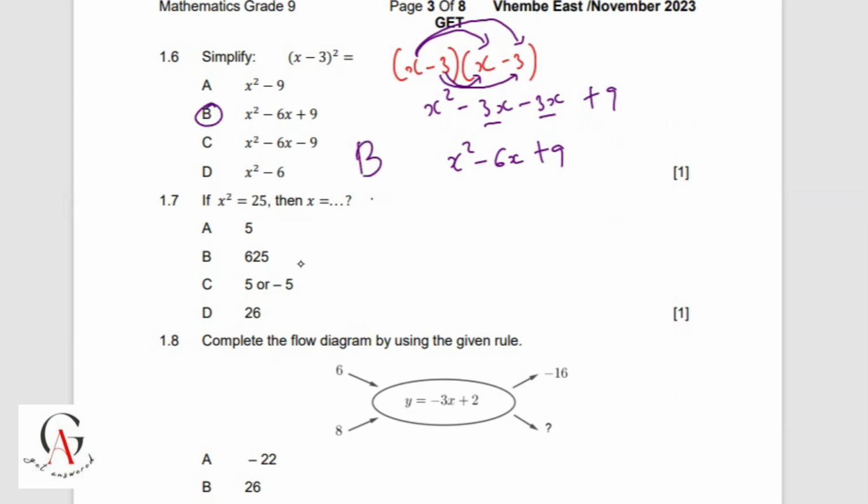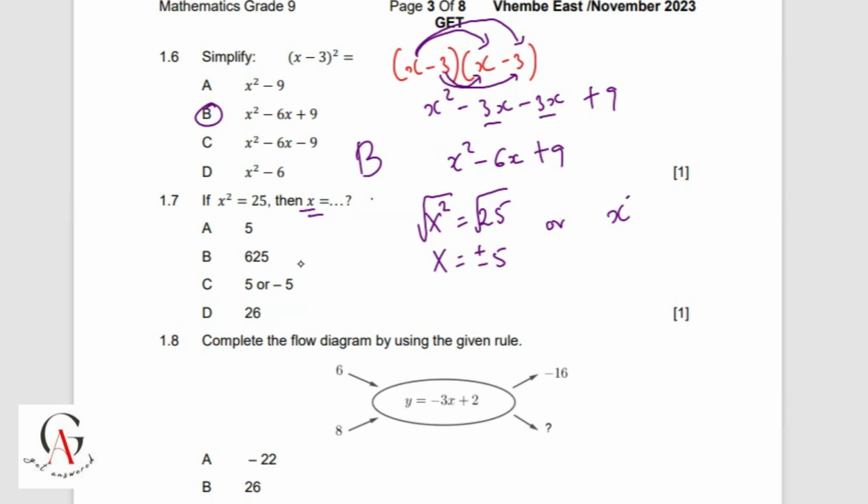All right, then if x squared is 25, then what is x? So for us to solve x, there are two ways. One, we can find the square root on either side. And whenever we find the square root, we should be able to get two answers, a positive and the negative answer.